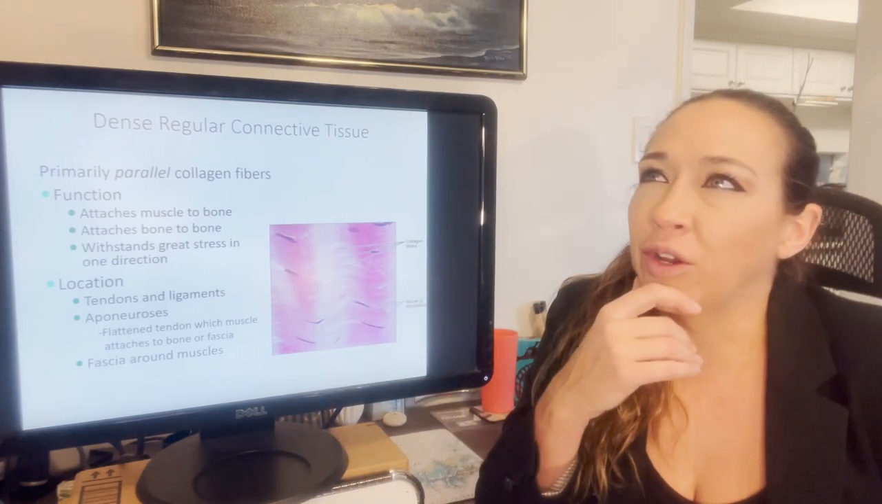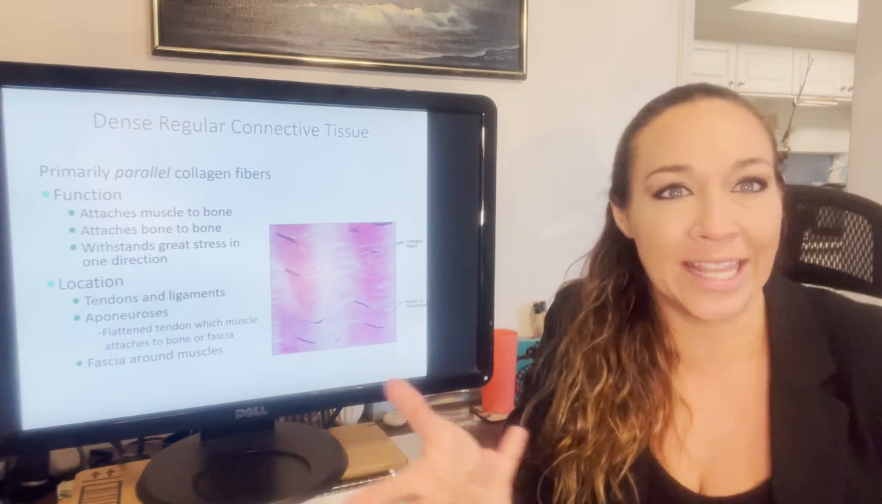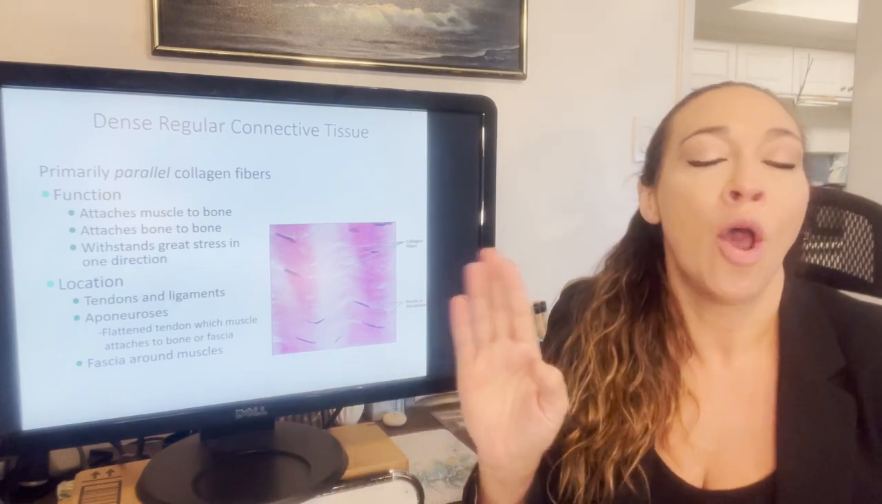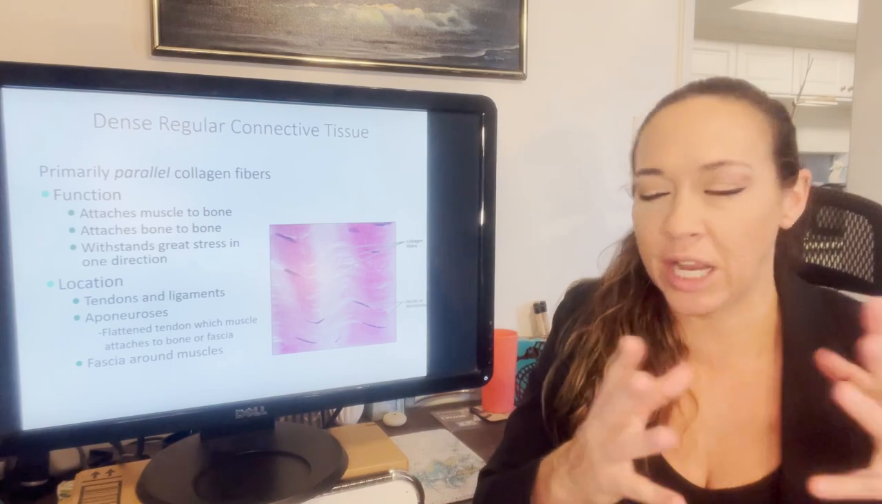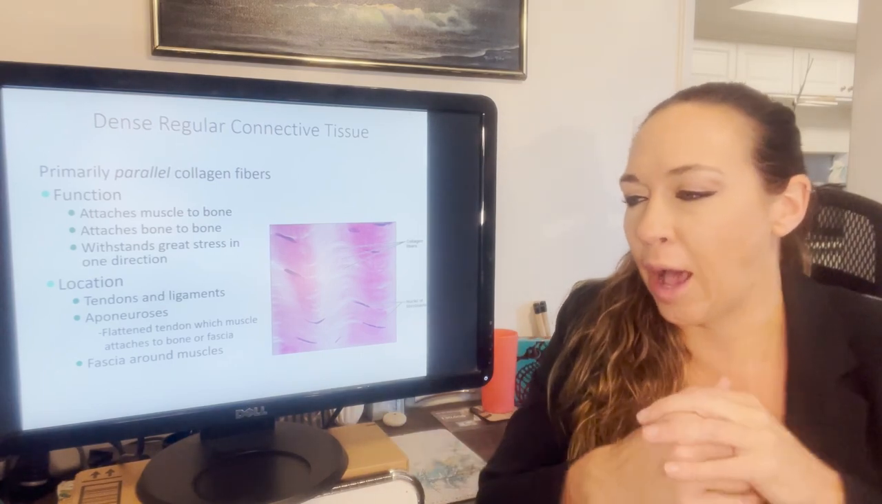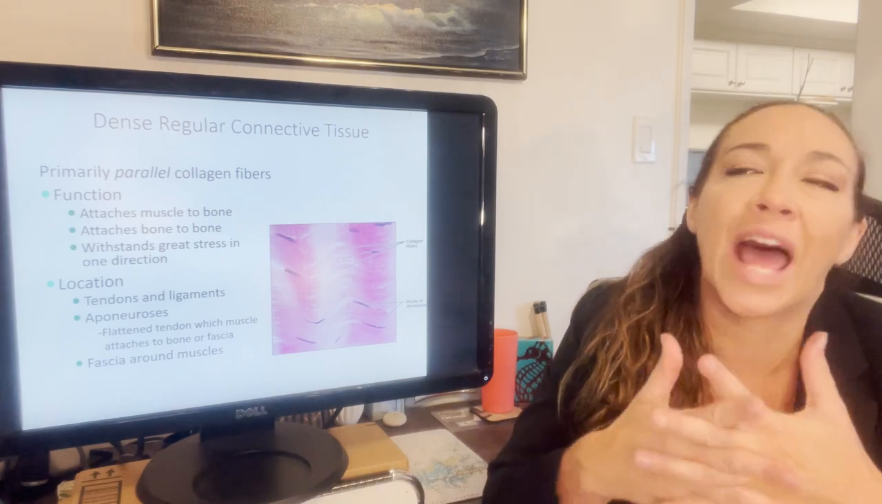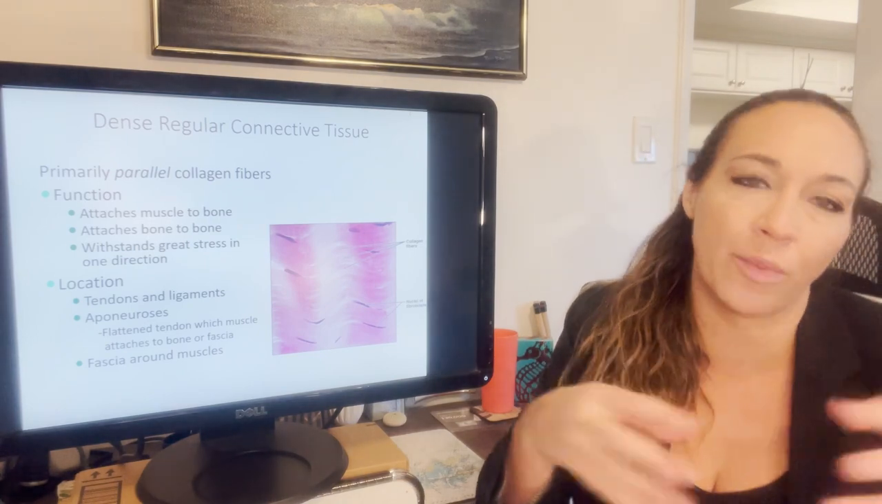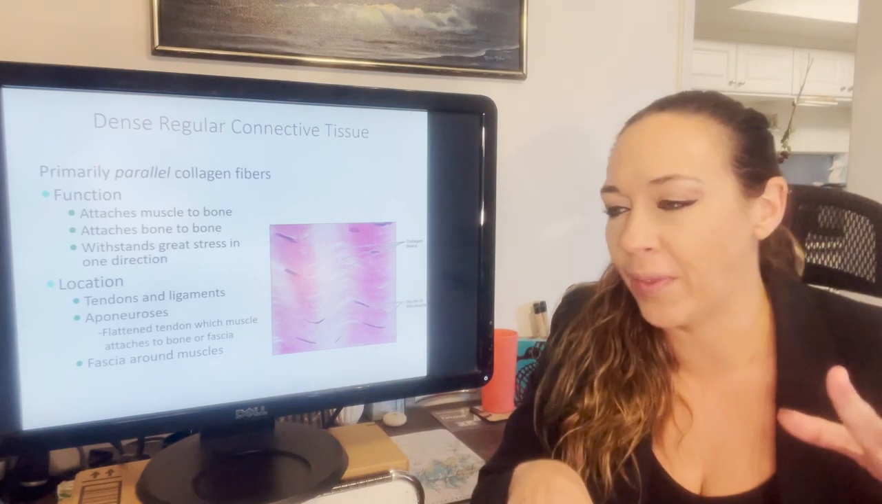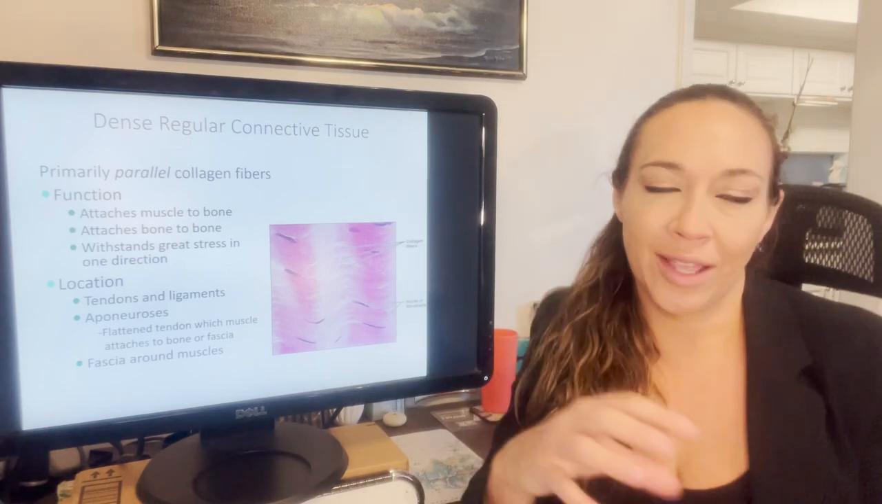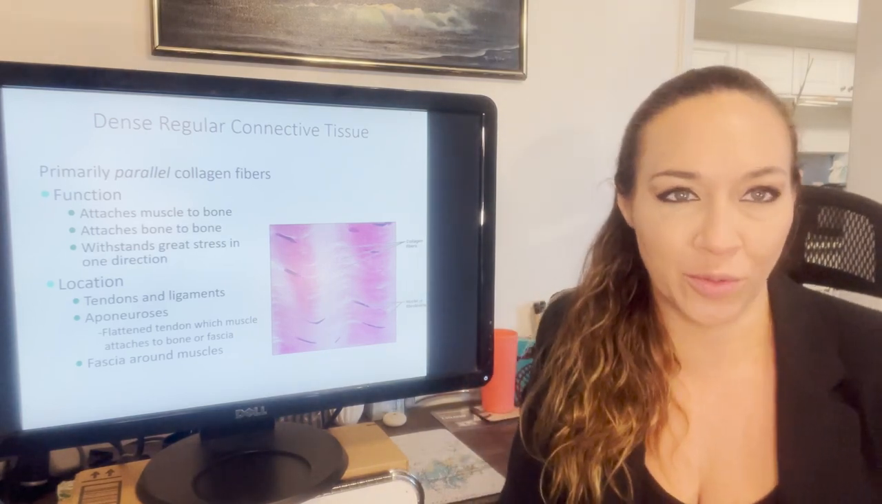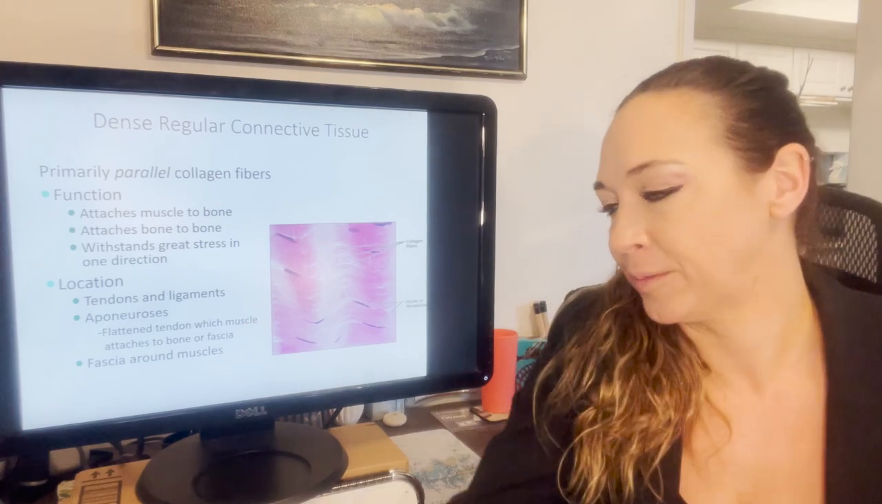These ones are found in your tendons, your ligaments, anything that has to connect, especially bone to muscle. We're going to talk about those tendons and ligaments coming up. There's also the aponeurosis, basically a flattened tendon that attaches the bone to the fascia. We're going to learn all about that. And then the fascia around the muscle. Again, this is just that matrix area around the muscle, which we're going to talk about when we actually get to muscles.